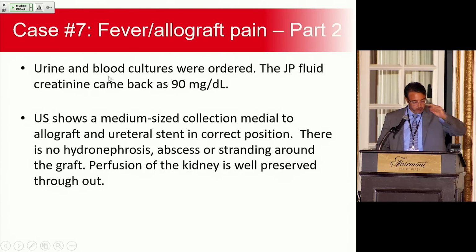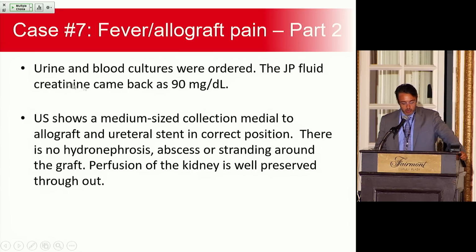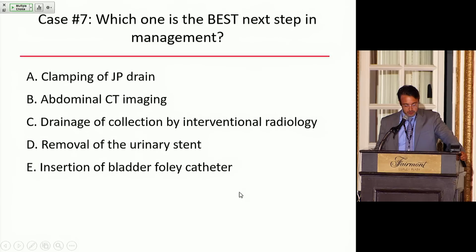So in this case, urine and blood cultures were ordered. JP fluid creatinine came back as 90 milligrams per deciliter. An ultrasound shows a medium-sized collection medial to the allograft and a ureteral stent in the correct position. There's no hydronephrosis, abscess or stranding. Perfusion of the kidney is well preserved throughout.